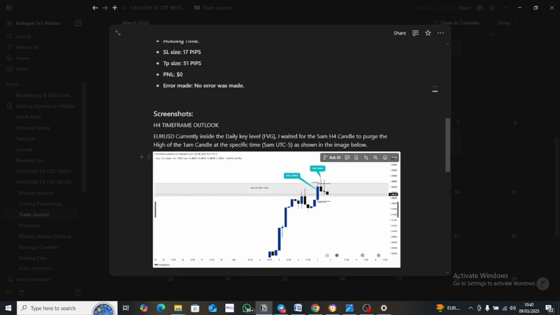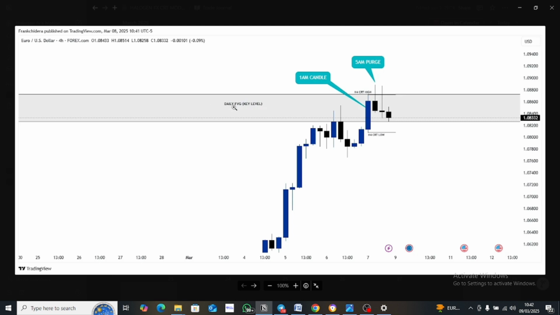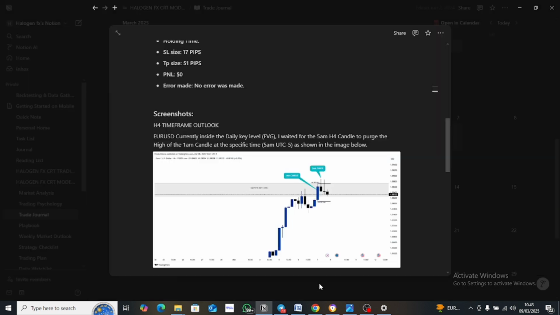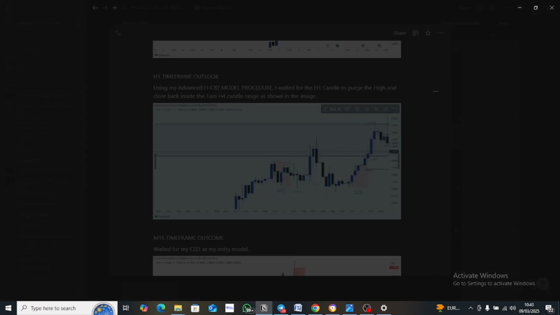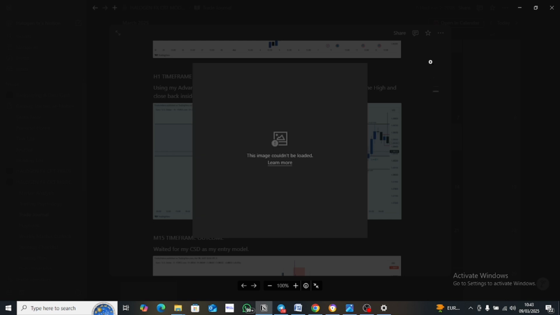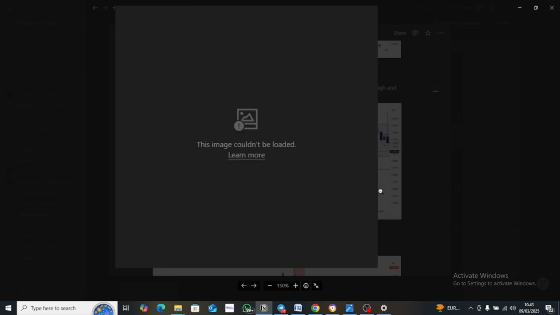Still the market was in my daily fair value gap. So what do I do? I basically look for my CRT in that daily FVG. You can see in this case, this is the 1 a.m. candle. I marked the high and I marked the low, and I waited for the 5 a.m. candle to purge or sweep the high of the 1 a.m. 4-hour candle, which happened here. You can see that. So I went to my 1-hour time frame to wait for a 1-hour candle to sweep that same high.